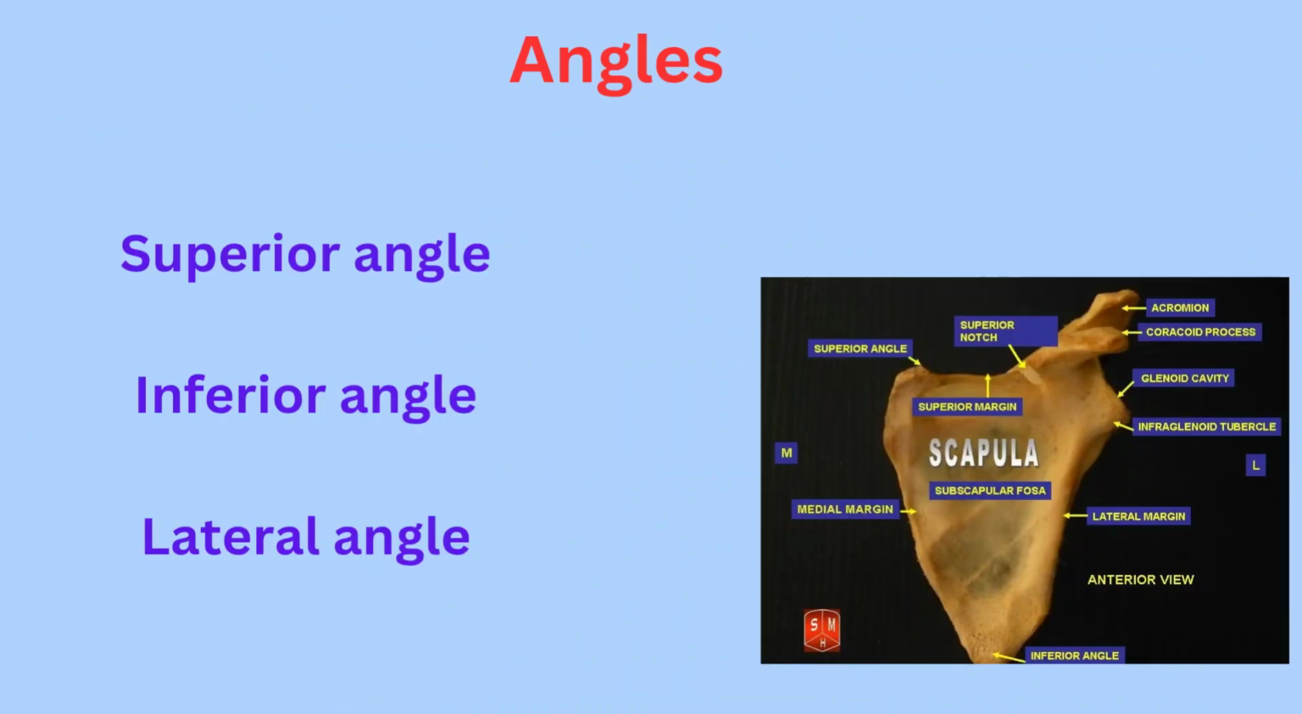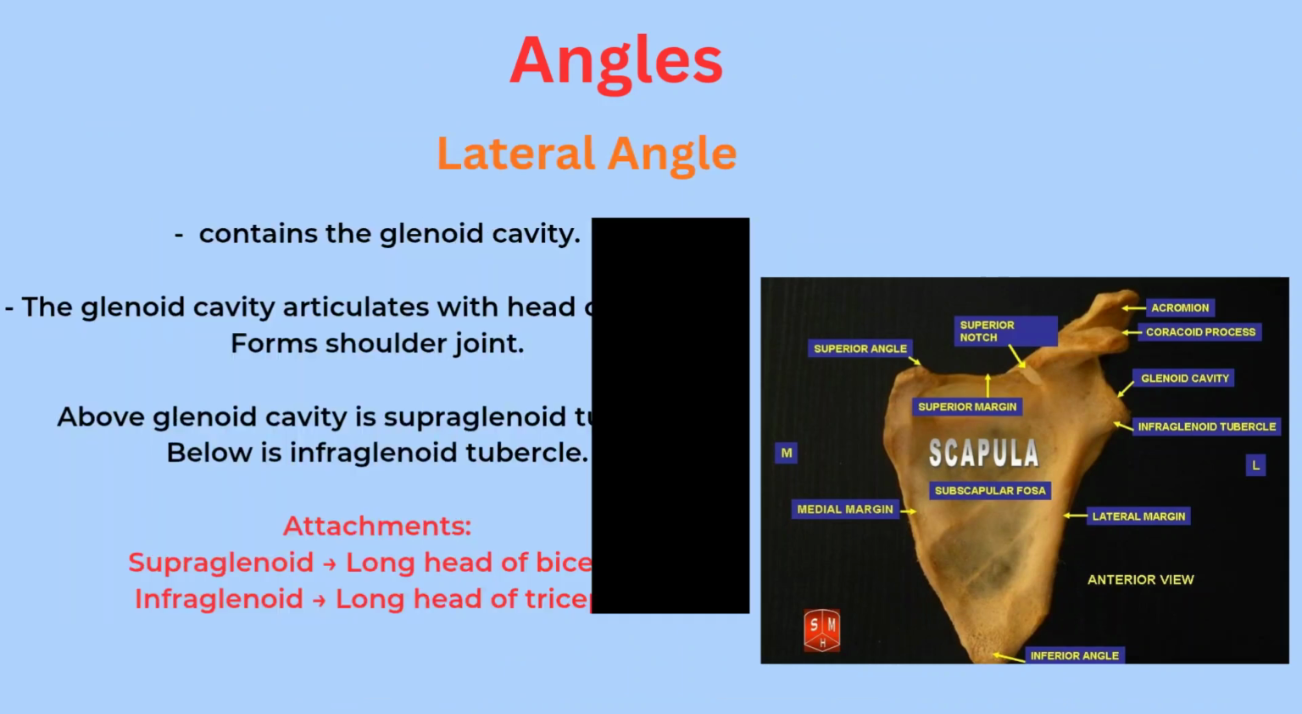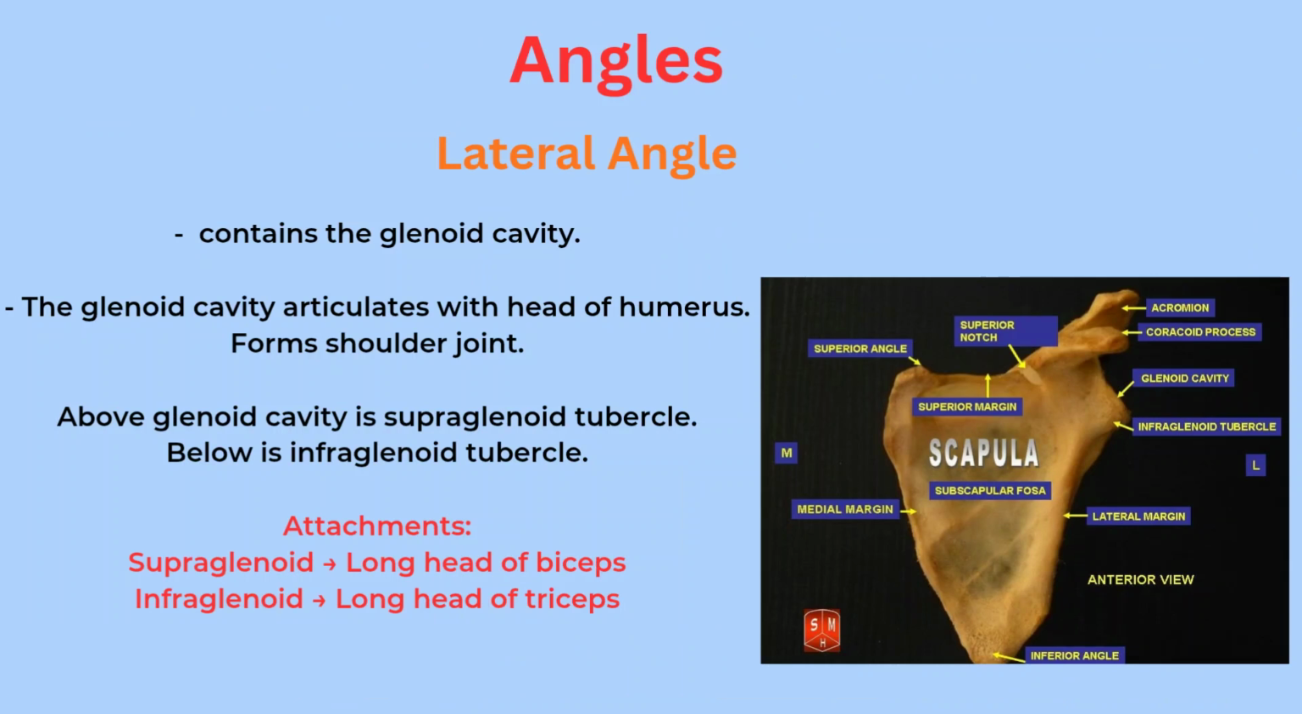Now let's discuss angles. The scapula has 3 angles: superior angle, inferior angle, lateral angle. The lateral angle is the most important because it contains the glenoid cavity. The glenoid cavity articulates with the head of the humerus and forms the shoulder joint. Above the glenoid cavity is the supraglenoid tubercle. Below is the infraglenoid tubercle. Attachments: supraglenoid, long head of biceps; infraglenoid, long head of triceps.